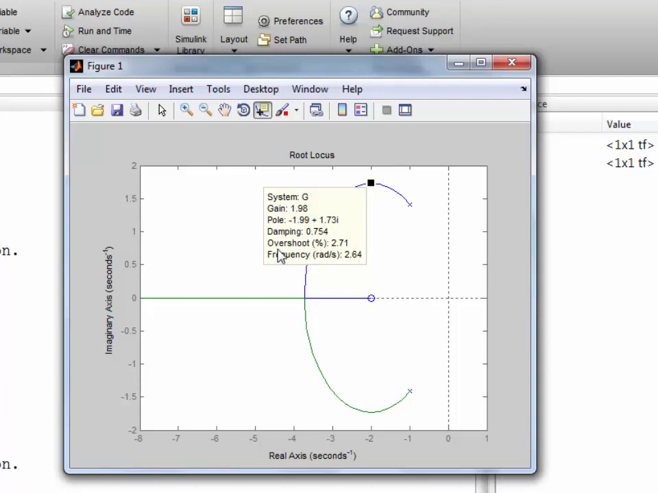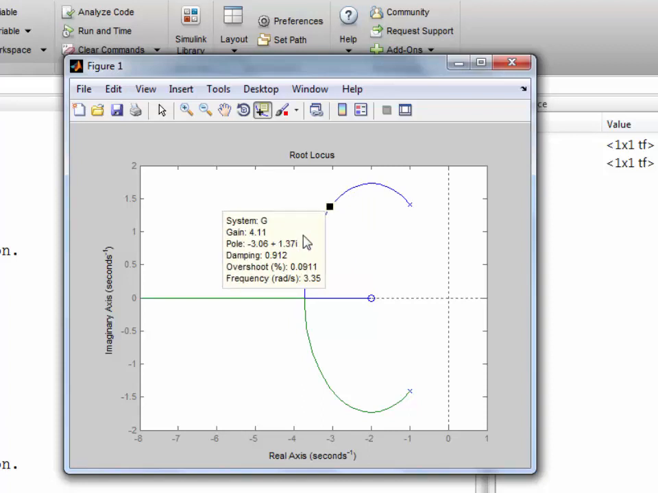But these properties are only if that pole belonged to a canonical second order system. So in this case we have a 0, so the overshoot would not actually equal 2.71. But anyways, we're trying to achieve a pole with a sigma equal to 3. That is a real part of -3. So if we keep moving this cursor around, we can see that we have a pole that's close between these two locations here. There's a pole of -2.83 and there's a pole of -3.06.